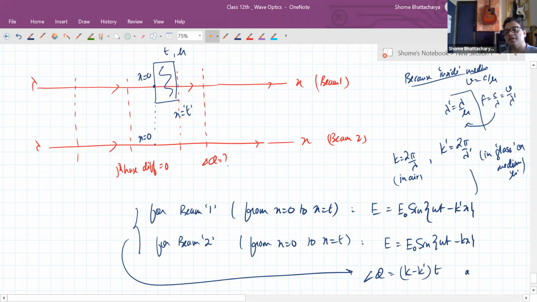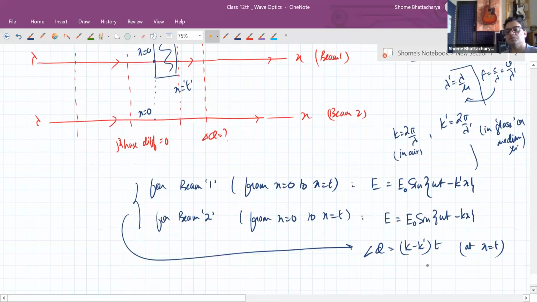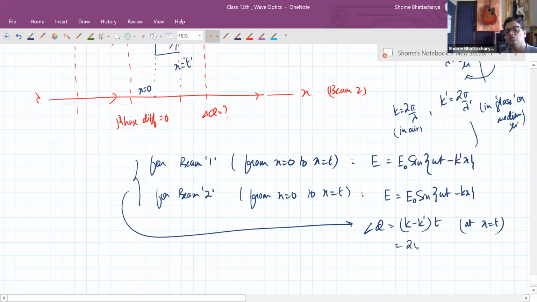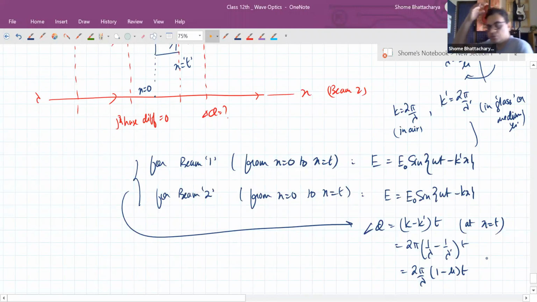This is the phase difference at x equal to t, the phase difference that is developed. So that is 2 pi by lambda minus 2 pi by lambda prime into the thickness. So you can even take 2 pi by lambda common. This is the phase difference. Just make a note of this.